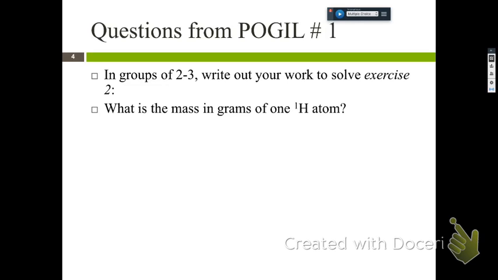Is the first one about a carbon atom or a hydrogen atom? Okay, so I want you to compare with your neighbor how you set up this problem. Spend 30 seconds, compare with the neighbor how you set up this problem. What did you do? What did you write down? How did you solve it? What did you guys do? What are you missing? This one right here.